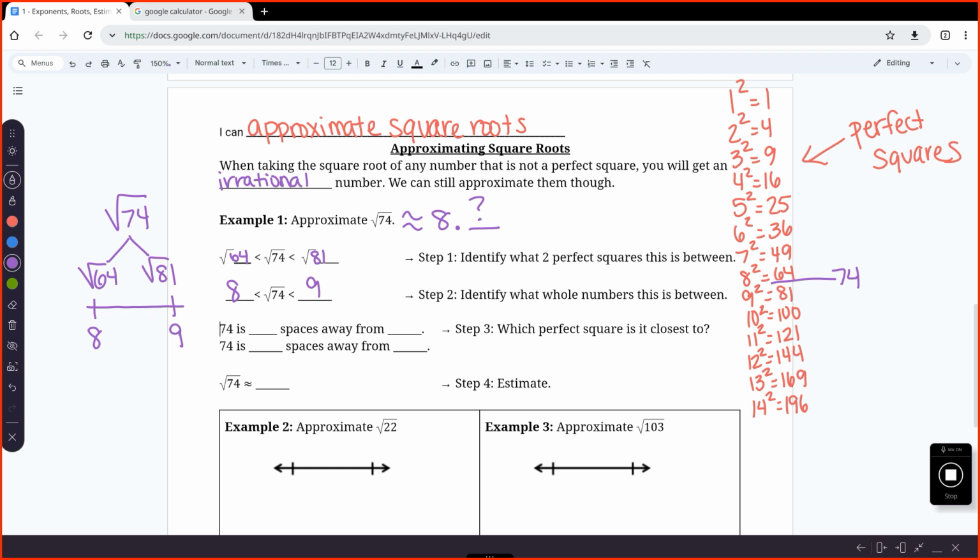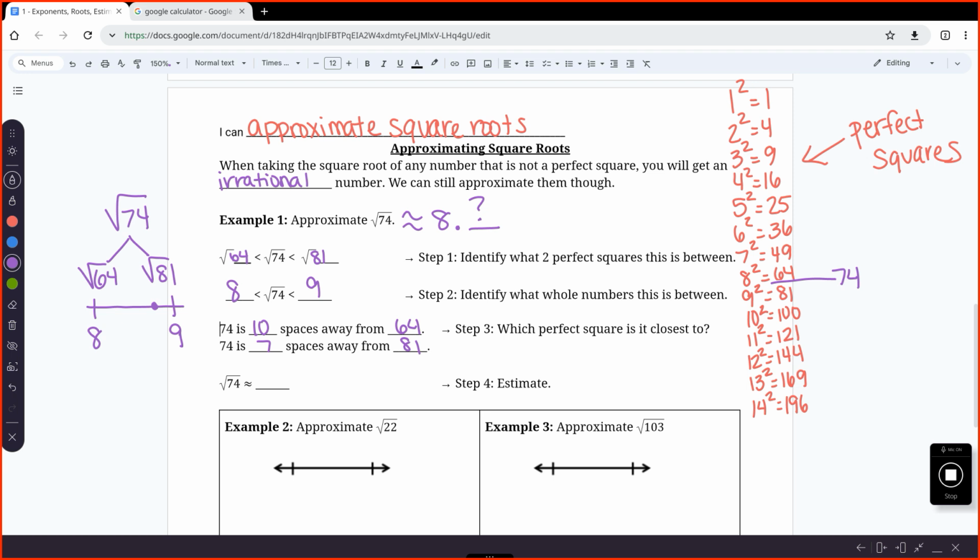Now we're trying to think about, okay, is our point closer to 8 or closer to 9? Let's ask ourselves, how many spaces away is 74 from 64? 10, right? 74 is 10 spaces away from 64. 74 is how many spaces away from 81? 7 spaces away from 81. So which perfect square is it closest to? Is it closer to the 64 or the 81? In this case, it's closer to the 81. So our point would be somewhere here, closer to the 81.